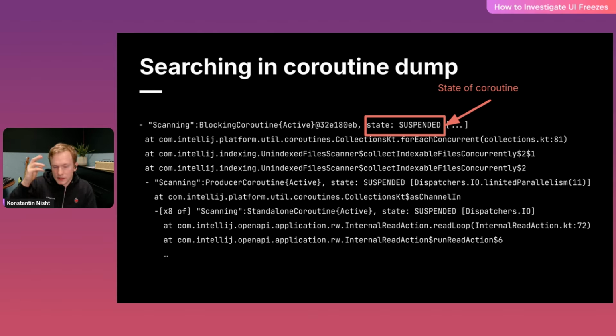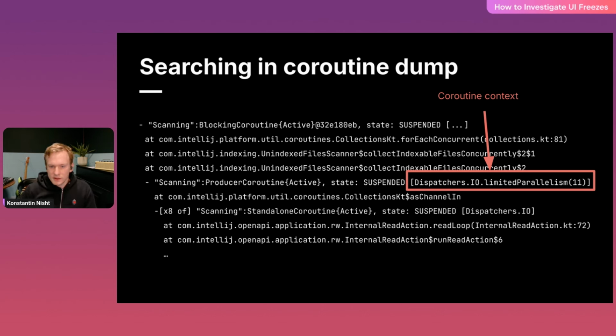It means that it's waiting for something. It is stored in some queue. We can see the coroutine context that's associated with this coroutine. From this particular snippet, we see that it runs on Dispatchers.IO scheduler that's limited to 11 threads. And yeah, these coroutines are taken from our scanning process.